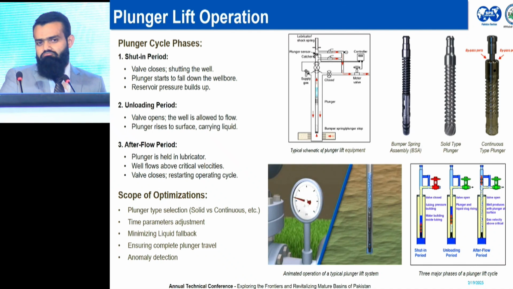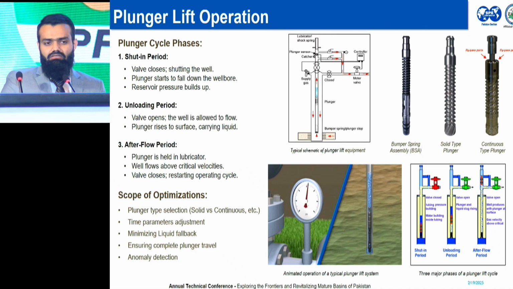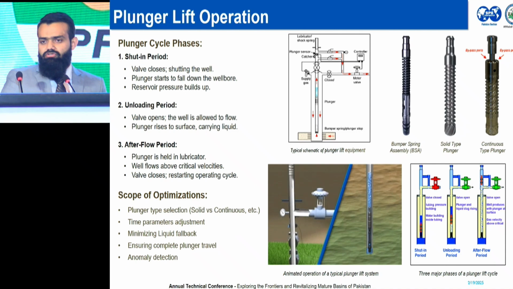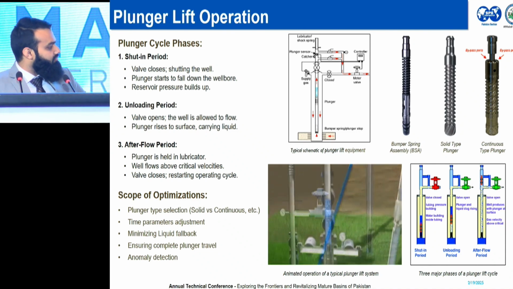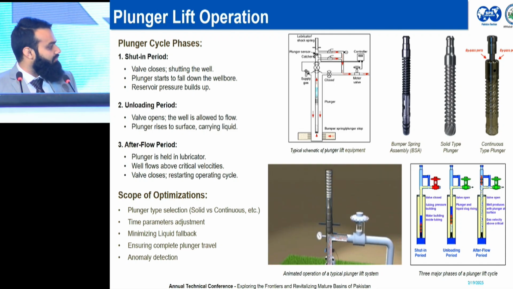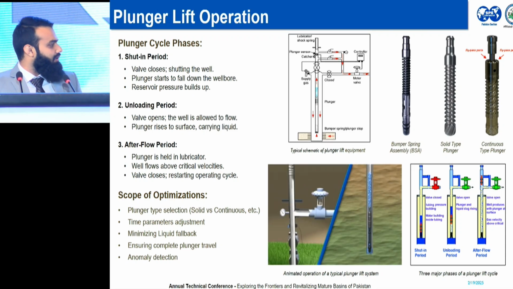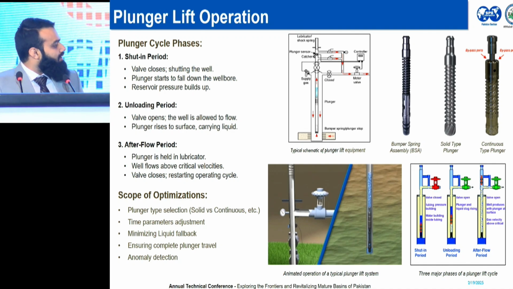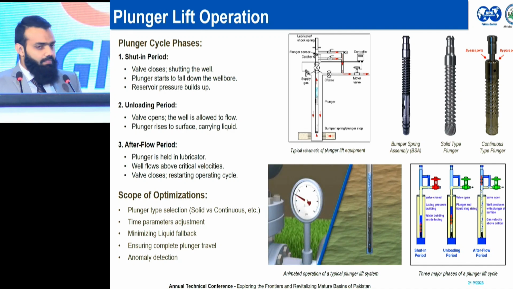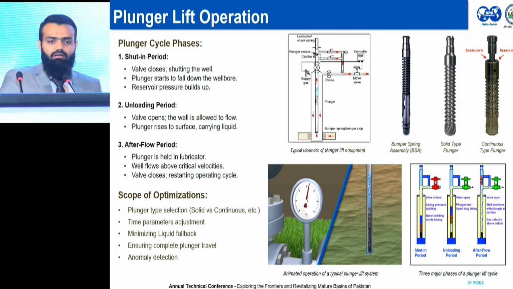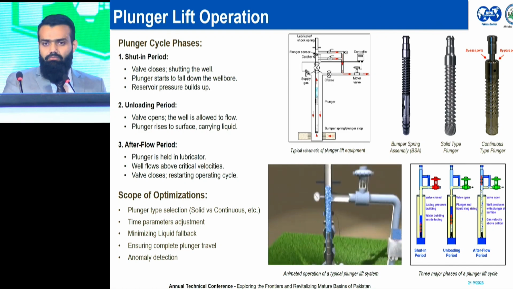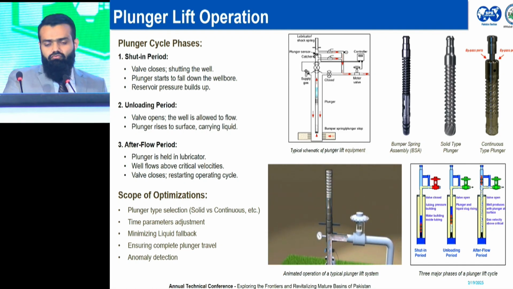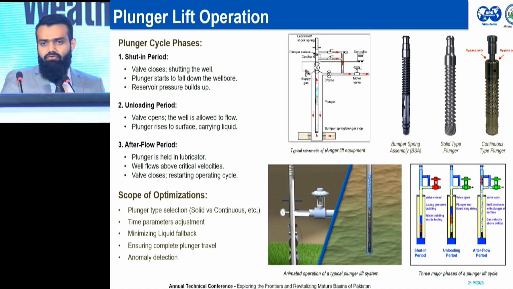This is primarily known as the unloading period, and is part of the two processes that occur in the flowing phase. The other, as you can see in the animation at the bottom right of the screen, is the afterflow period. The afterflow period is when your plunger has reached back up to the surface and is caught at the lubricator, and the well continues to flow gas into the system at or above critical velocities.